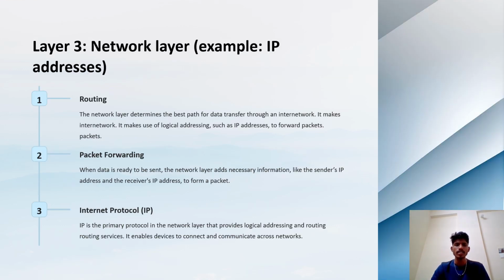Next, we have the third layer, network layer, example IP addresses. Routing. The network layer determines the best path for the data transfer through an internetwork. It makes use of logical addressing such as IP addresses to forward packets. Second, packet forwarding. When the data is ready to be sent, the network layer adds necessary information like the sender's IP address and the receiver's IP address to form a packet.